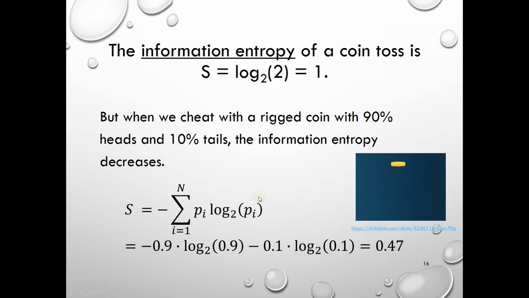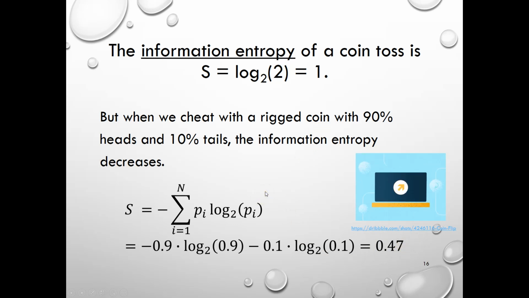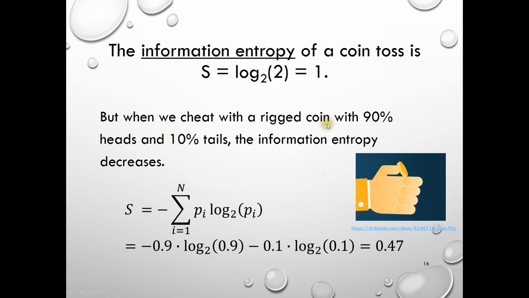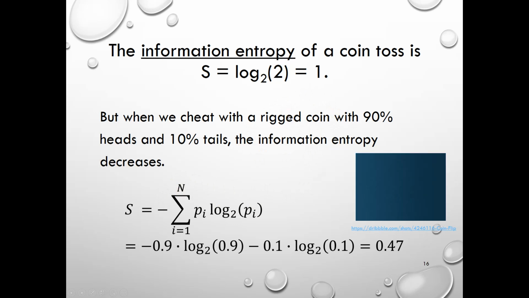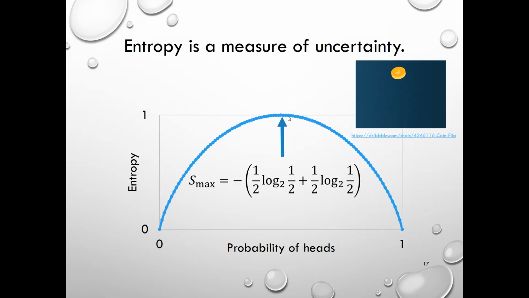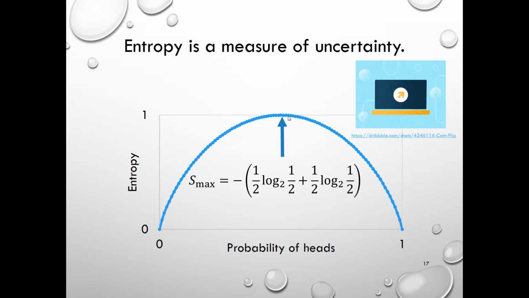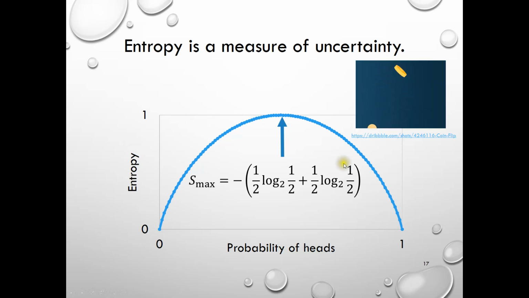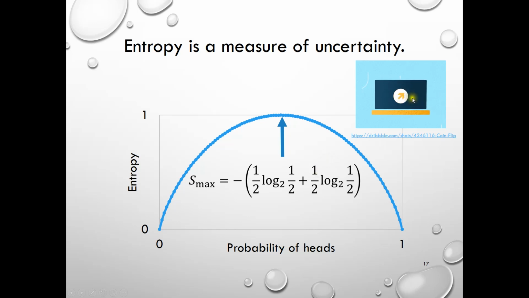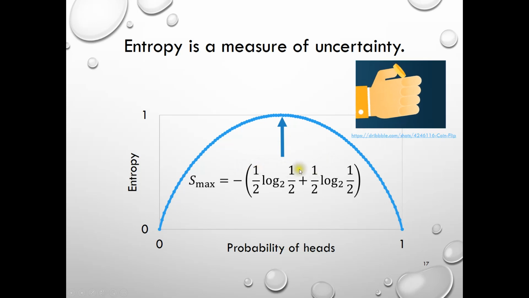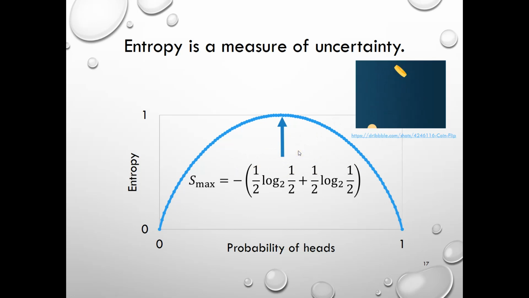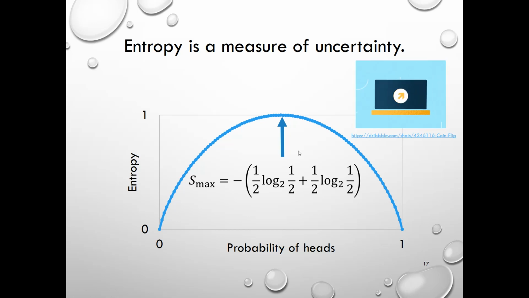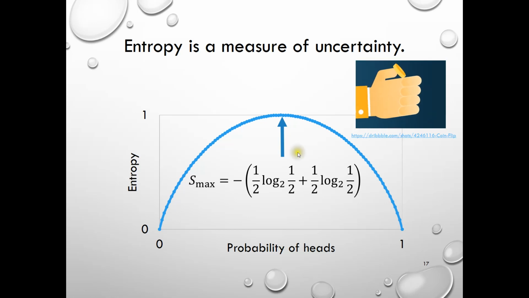With a fair coin, the entropy is 1. So when we rig a coin, we lower the entropy of the coin toss. Again, entropy is a measure of uncertainty. Therefore, when we rig a coin and increase the chance of getting heads to 90%, we know more about the result or the outcome of the coin toss. Therefore, the entropy decreases.